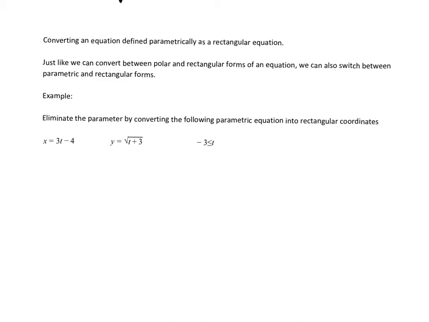In this case, I can see solving for t in the first one or the second one. But just because I don't like square roots, I'm going to solve for t in this one by squaring both sides. That'll give me y squared equals t plus 3.